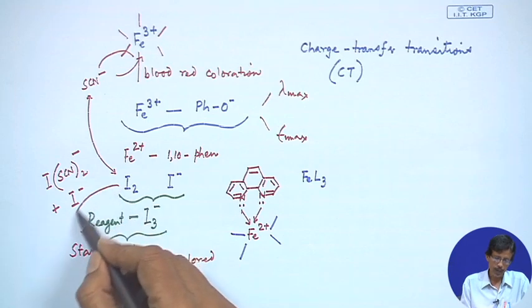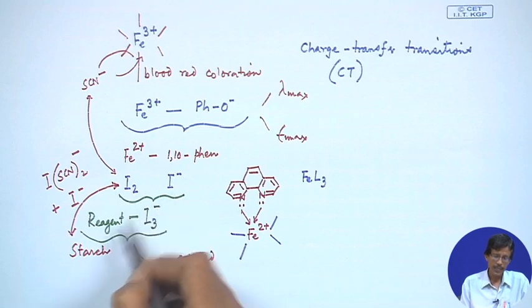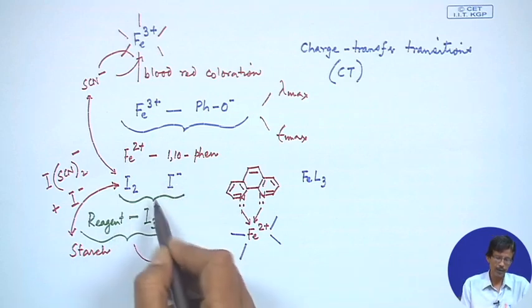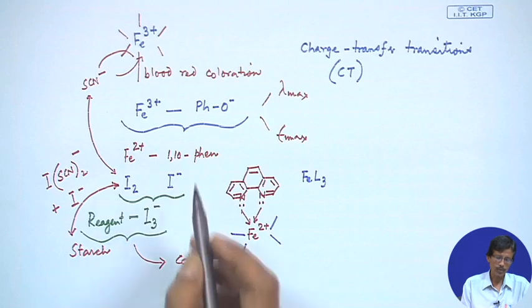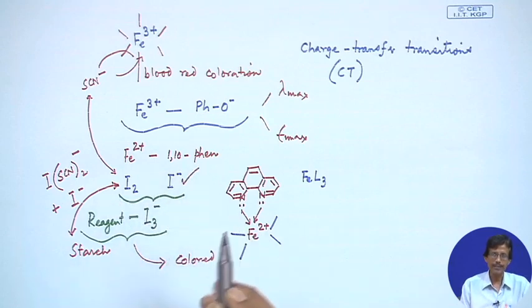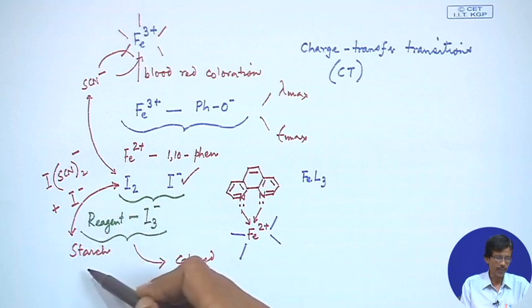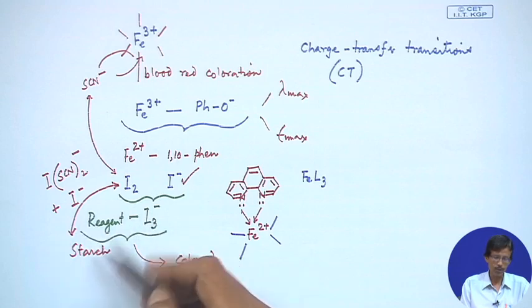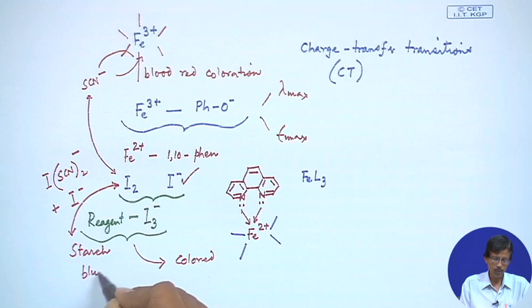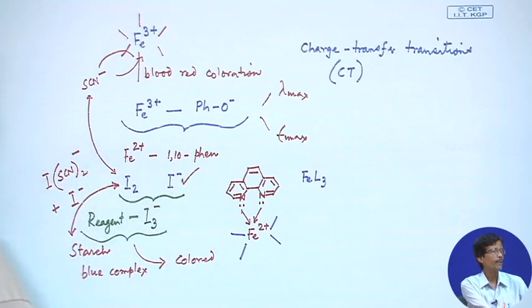Starch can react with iodine, free iodine also, giving a blue complex. Similarly, it can also react with the triiodide, I3 minus. This particular species is quantitatively formed, because if you add excess of iodide ion, all the iodine present is converted to I3 minus, which reacts with the starch and gives you the corresponding blue complex. So, how can we analyze that particular blue complex? This we can see.